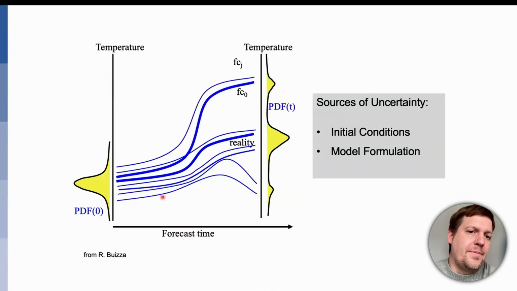So the problem is basically we start from an initial PDF, and then we have to propagate this forward in time. And this is determined by the dynamics of the system we're looking at, but also by our model formulation and errors associated with our model formulation. And that's basically what the ensemble forecast is about: to propagate our initial uncertainty to a future time.